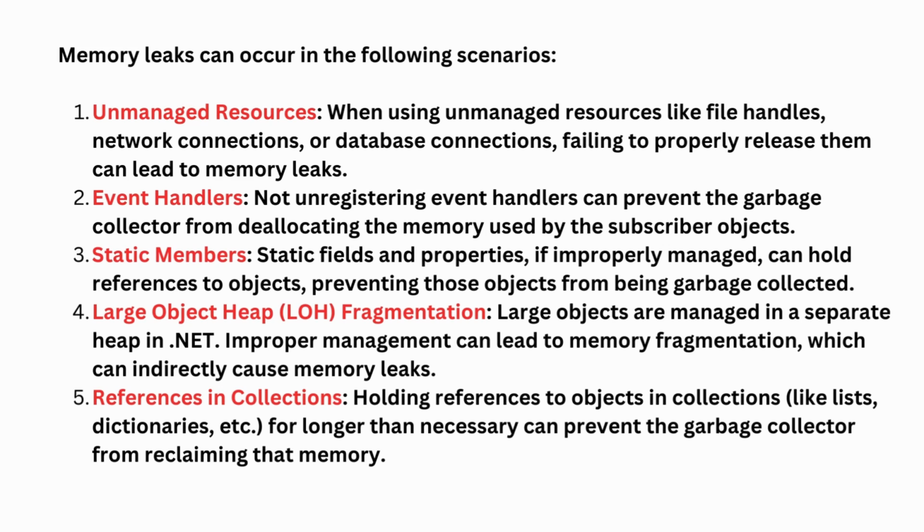The large object heap fragmentation. Large objects are managed in a separate heap. Any object that is greater than a certain size, which is currently 85,000 bytes, is considered a large object. And if these large objects are not properly managed, this can cause memory leaks as well. The last common cause of memory leaks in C# is references in collections. Holding references to objects in collections such as lists, dictionaries, and so on, for longer than needed can prevent the garbage collector from reclaiming that memory.